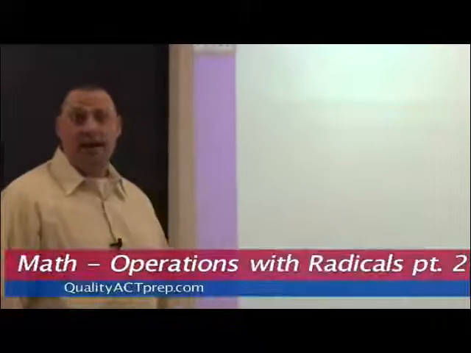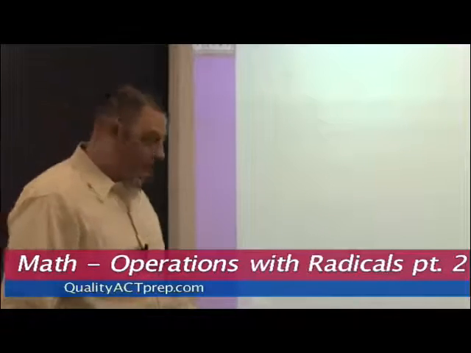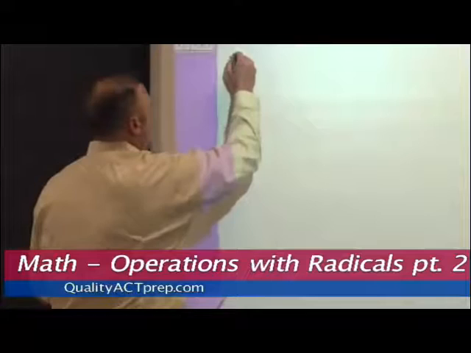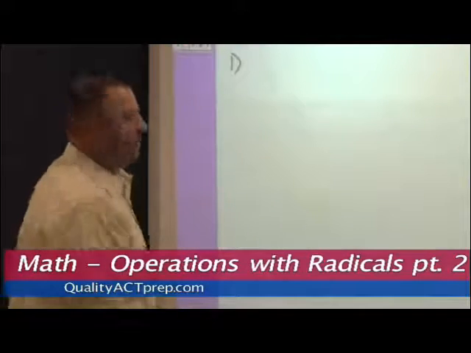Let's talk about multiplying and dividing radicals. First, let's talk about multiplying. I give you 2 radical 3 times 7 radical 5.